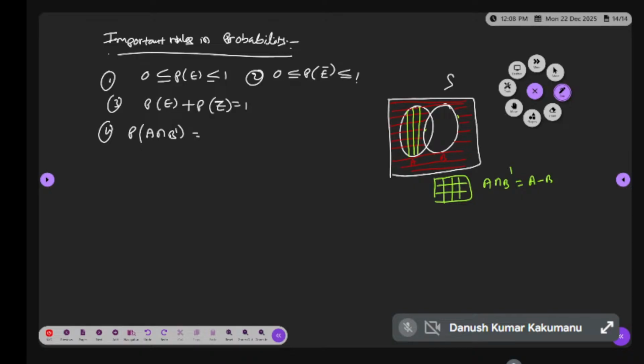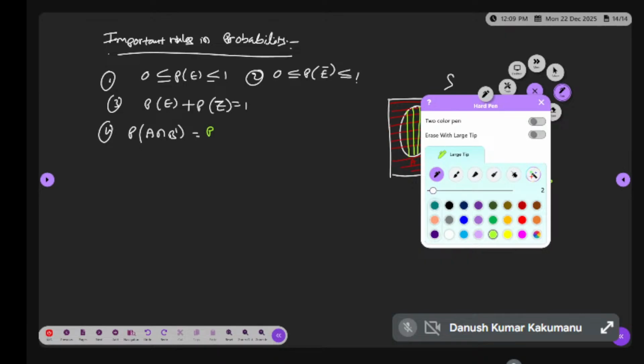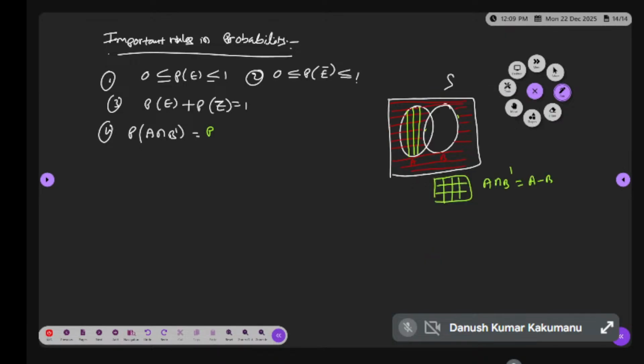You are understanding? Yes. Now tell me, what is P of A intersection B complement? That checks area, how to write P of A? From the P of A, which one we have to subtract? The A intersection B portion we subtract. Yes or no? P of A intersection B complement, which is nothing but P of A minus B, equal to P of A minus P of A intersection B.